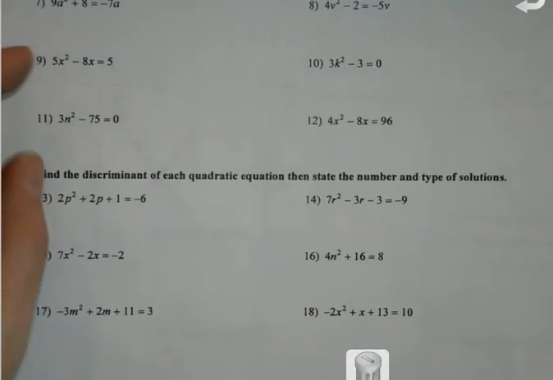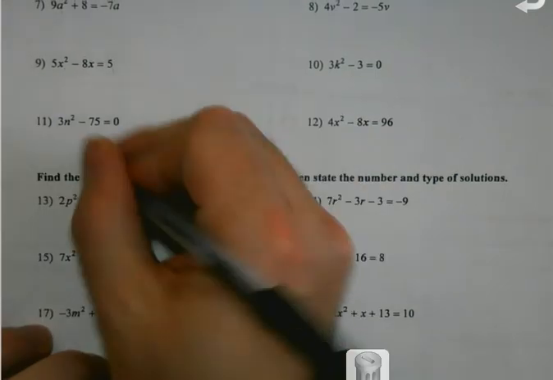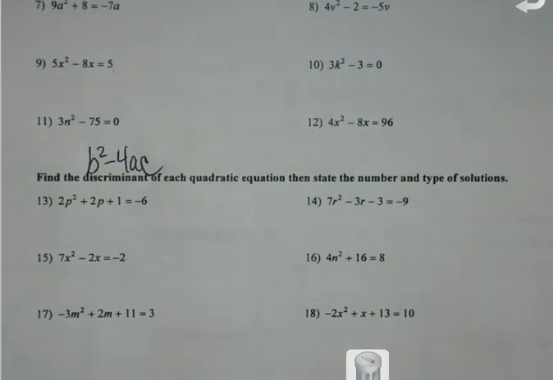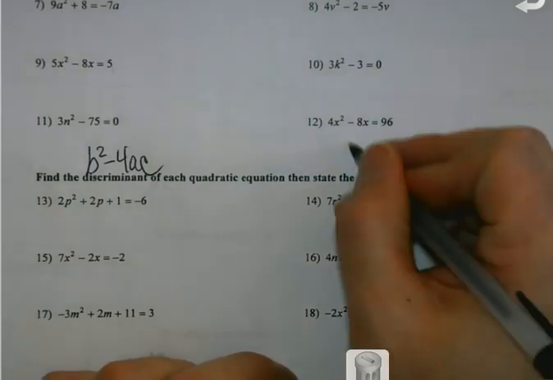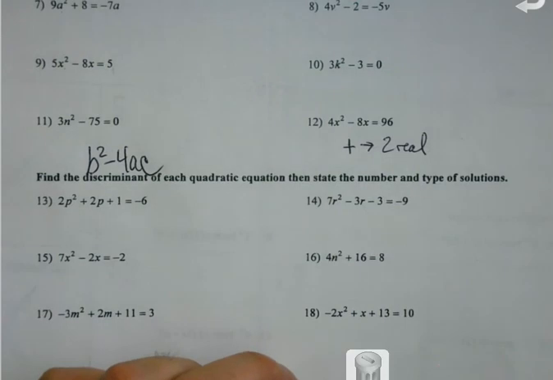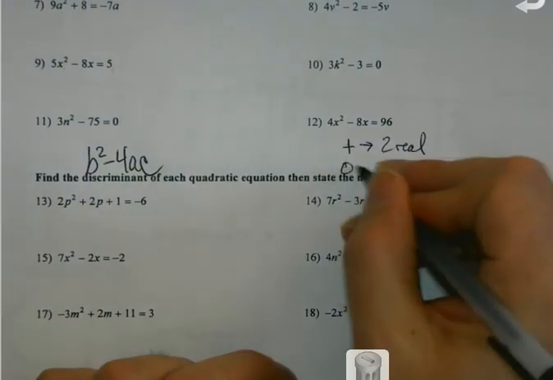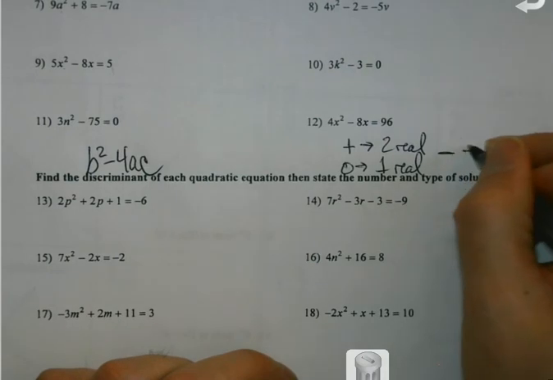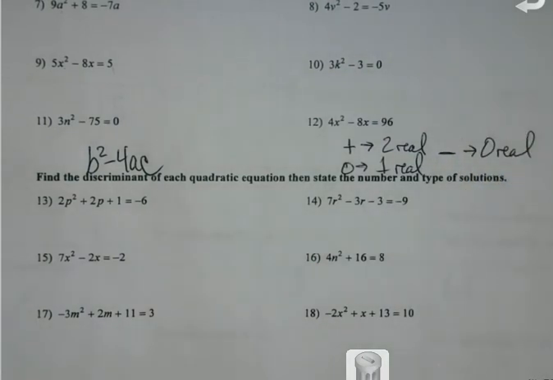And then finally on the bottom, and I might give a little help here in a second. Well, why not? I feel nice. Find the discriminant. Just that, not the whole quadratic. And state the number and type of solutions. Remember, if you get a positive, it's 2 reals. If you get 0, it's 1 real. And if you get a negative, it's 0 real solutions because it's never going to cross the x-axis.